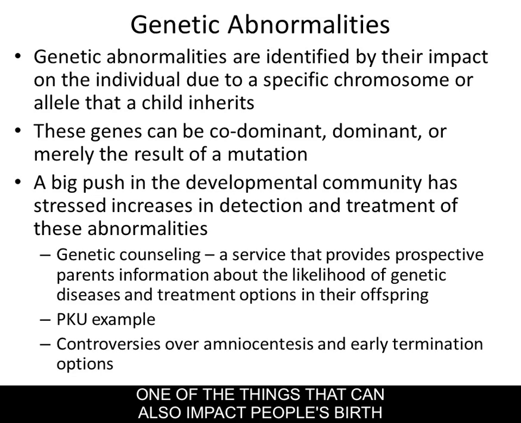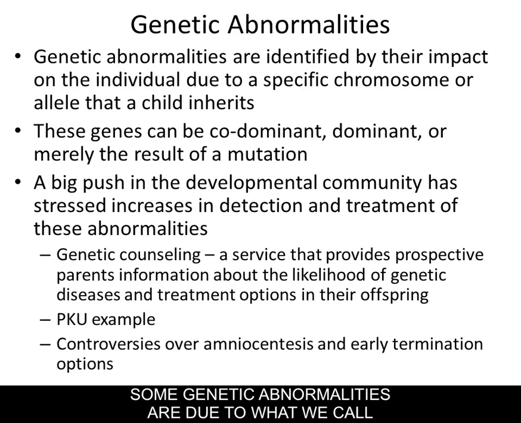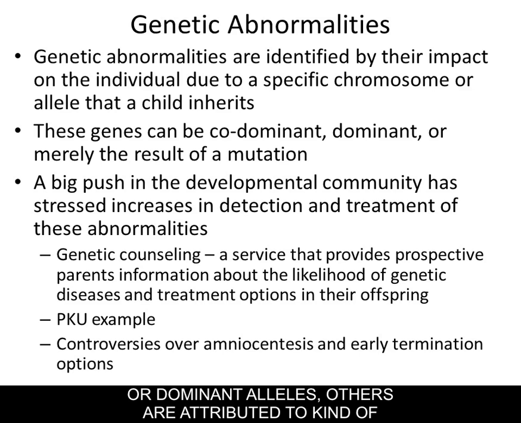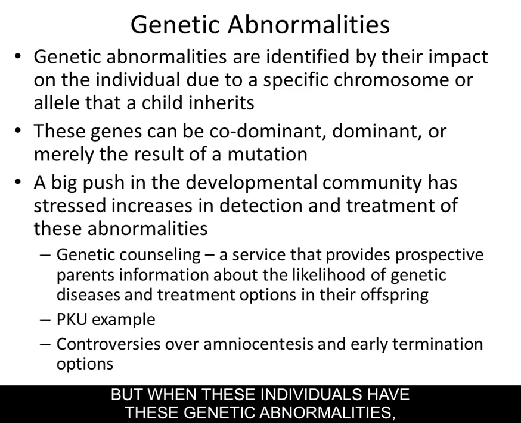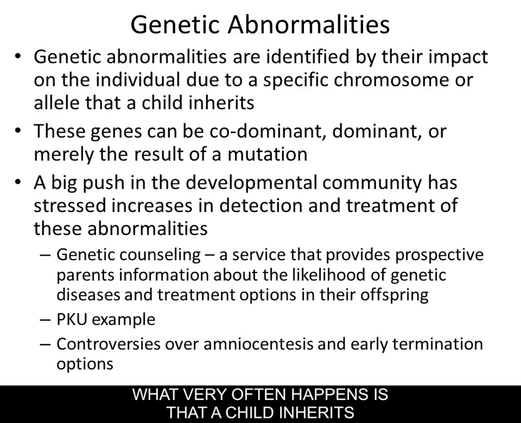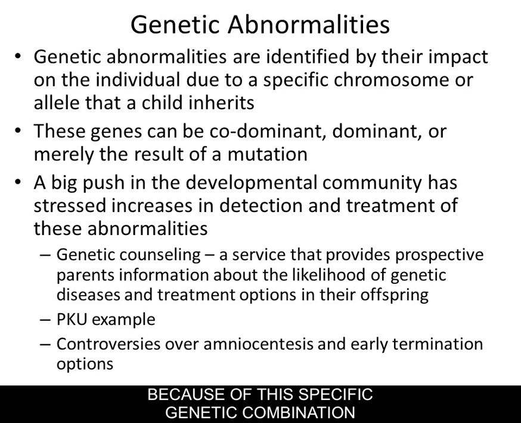One of the things that can also impact people's growth is specific genes that they're actually given from their parents. Some genetic abnormalities are due to what we call dominant genes or dominant alleles. Others are attributed to recessive pairs or even codominant pairs. But when these individuals have these genetic abnormalities, what very often happens is that a child inherits a disposition or a major physical impairment because of the specific genetic combination that they're receiving from their parents.